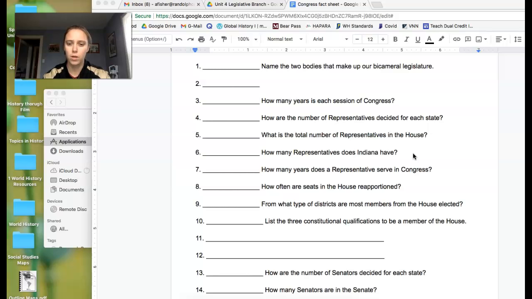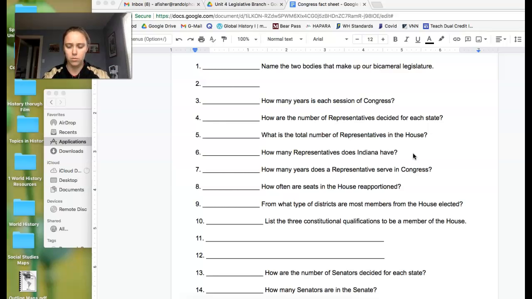9. From what type of district are most members of the House elected? So these are called single-member districts. And that basically means that one person is going to win. Right? A single person, a single member is going to win. We don't have 2 House of Representative people for our district. That's just not how it works. It's really just one person, so it's a single member district.